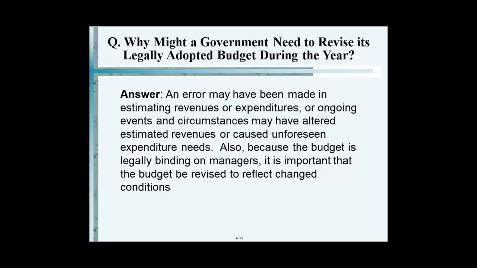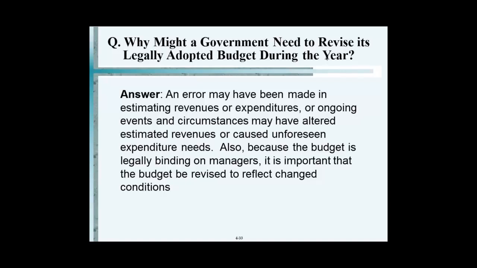So let me give you an example. You expect to receive $40,000 more and expect to spend $30,000 more. What should your journal entry be? Debit estimated revenues, because you're going to receive. Credit appropriation, which is what? $30,000. And the difference goes to the fund balance. And that's all it is.